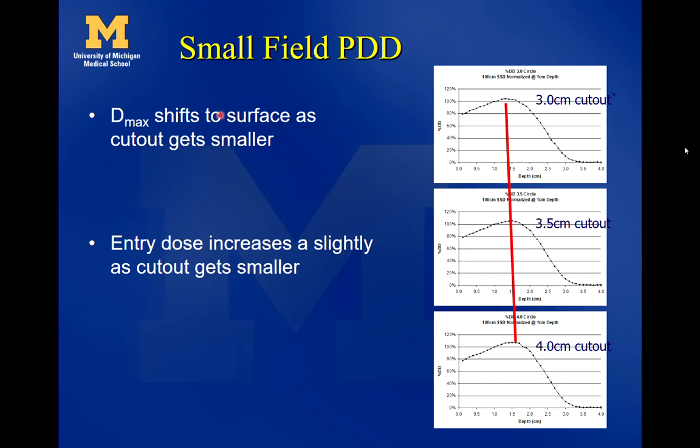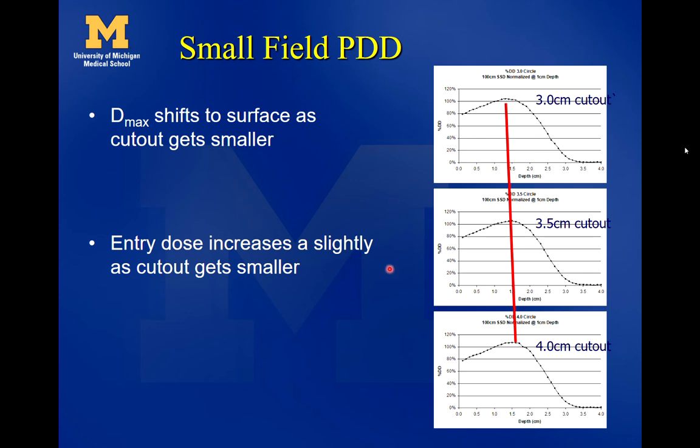Another thing that happens as field sizes get smaller is Dmax shifts towards the surface. So here on 3 versus 3.5 versus 4, you can see this Dmax is slowly getting shallower. The Dmax of this beam is 1.5. It's a 6 MeV beam, and you can see it's shifting closer and closer to the surface. And you can see the cutout's getting smaller and smaller. It's going to pull that Dmax closer and closer.